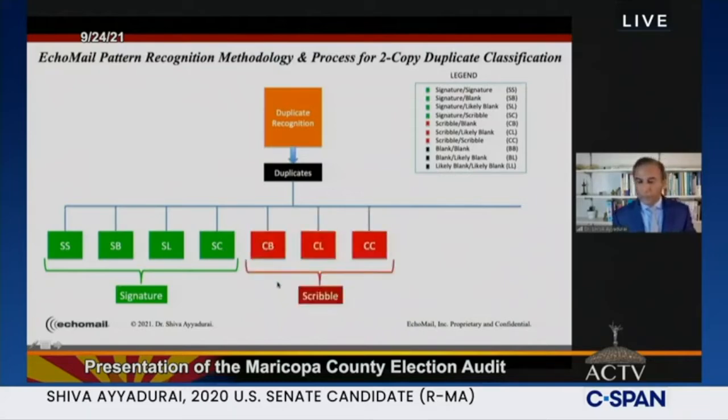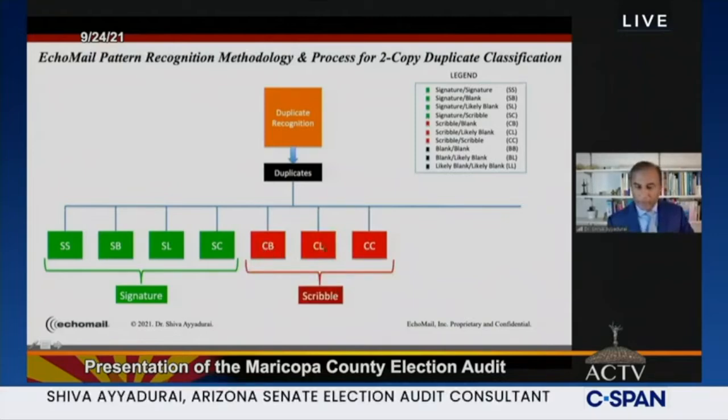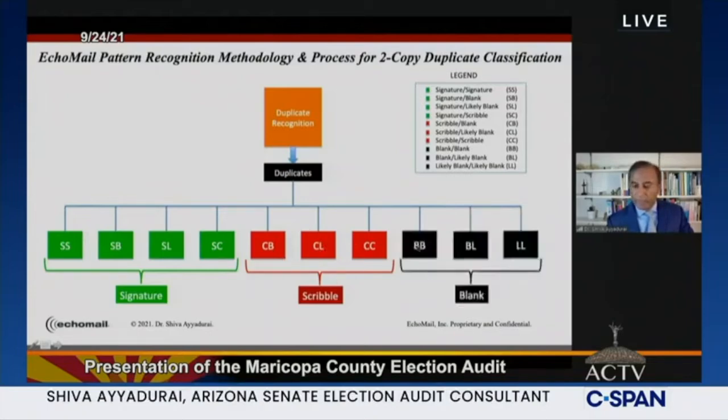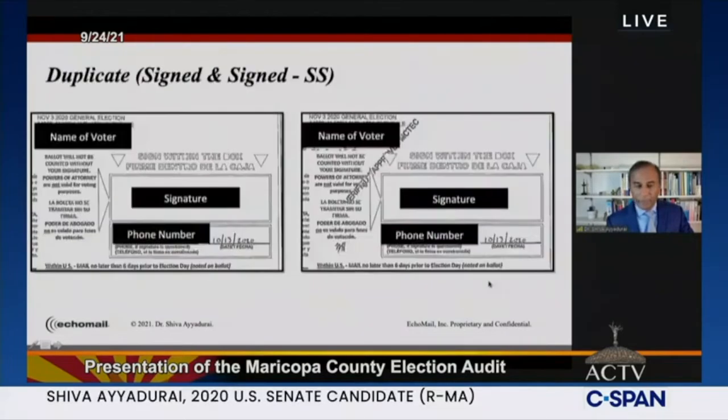Alternatively, in the scribble area, one could have had a scribble, the other could have been a blank. One could have been a scribble, the other could have been a likely blank. One could have been a scribble and a scribble. These were denoted as scribbles in the duplicate case. And then finally, you had ones that are blank and blank, blank and likely blank, and likely blank and likely blank. Those were denoted as blanks. All right.